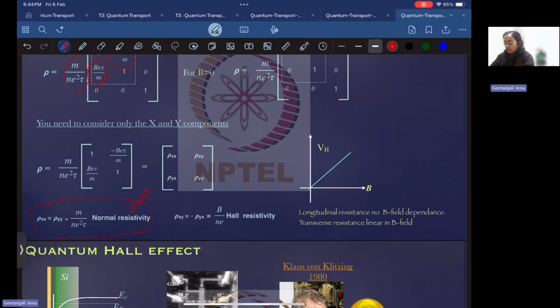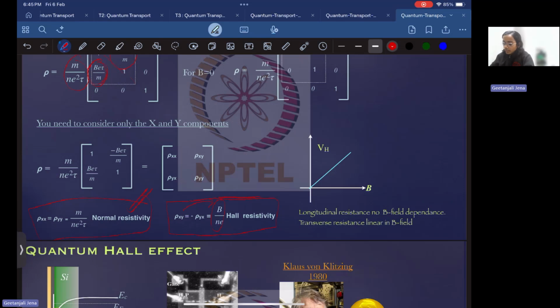transverse magnetic field, now in addition to this diagonal term, we have an off-diagonal term, which is rho xy or rho yx, which is B by n. So rho is directly proportional to the strength of the magnetic field. Also, it is inversely proportional to the density of the charge carrier.